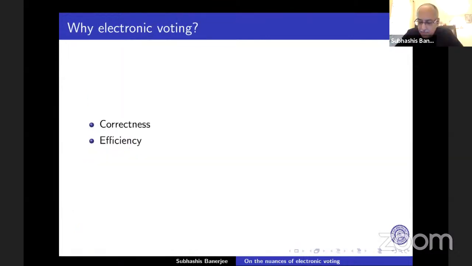So why electronic voting at all? When we talk to a lot of people, they thought that it's primarily for efficiency, but computer scientists and the Election Commission of India believe that it is more because of correctness. Actually, the people in the commission have conducted large elections, and they think that manual counting of paper ballots is not that difficult, even in India. It can be done in a day or 2, fairly easily.